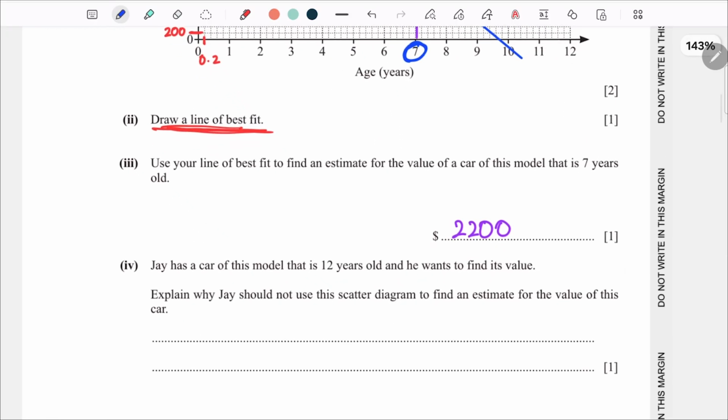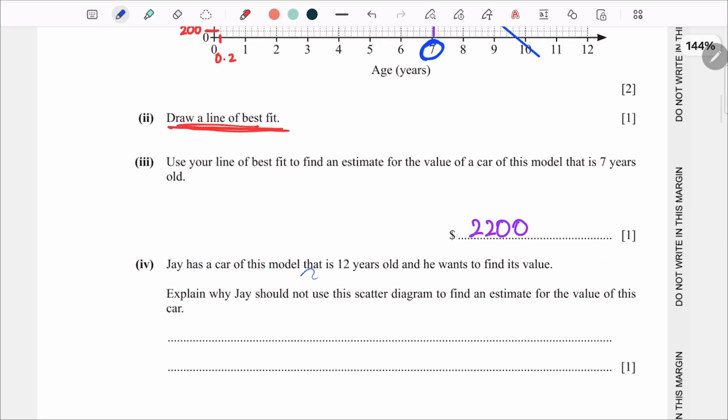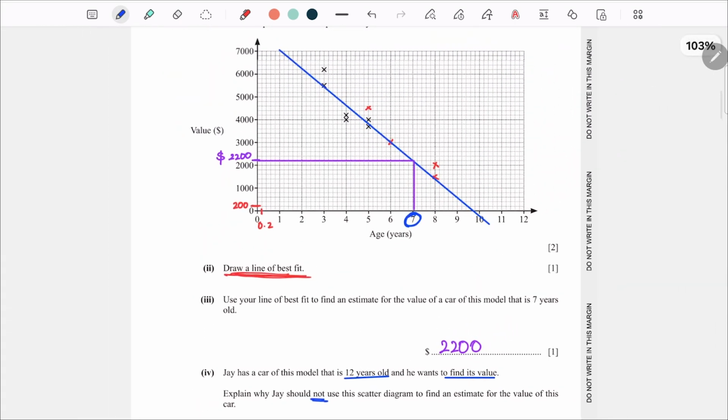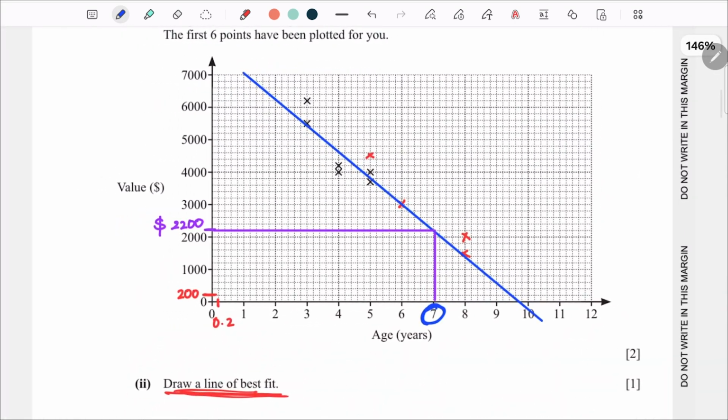In the last part, that is part 4, Jay has a car of this model that is 12 years old and he wants to find its value. Explain why Jay should not use the scatter diagram to find an estimate for the value of this car. So basically, if we look at the graph, it is passing on the x-axis through a point that is near to 10, and 12 is not included in the diagram.